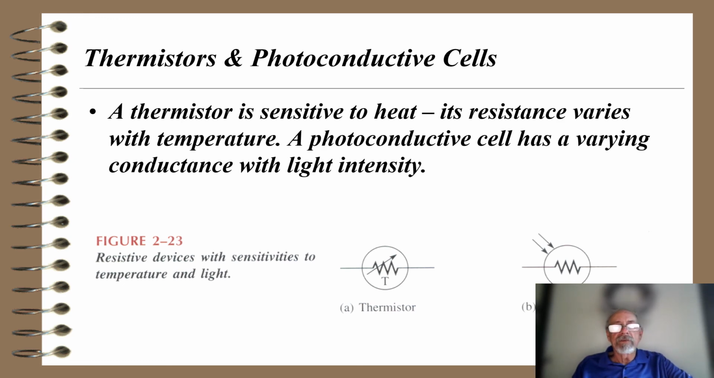Next slide is thermistors and photoconductive cells. For the laser people, a thermistor is sensitive to heat. Its resistance varies with temperature. And I should say for laser people here, a photoconductive cell has a varying conductance with light intensity. So of the two symbols, the thermistor is part A, and part B is the photoconductive cell.